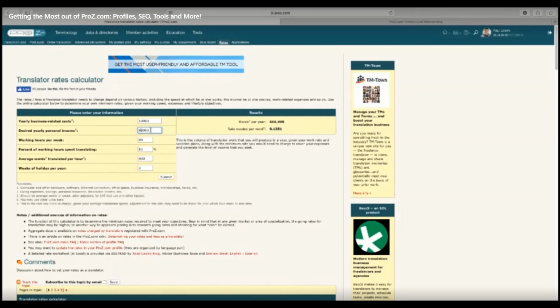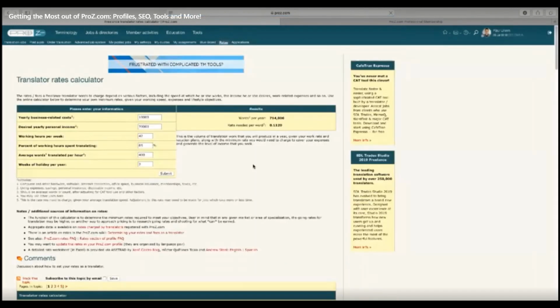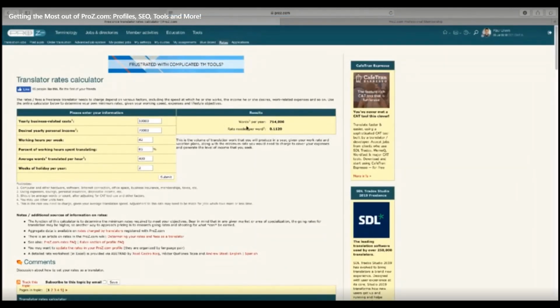So you might say, well, actually, I'm happy with just a little bit less, or I'm going to work just a couple of extra hours a week, and let's try that. Let's try taking it down to 2 weeks holiday, just making some slight adjustments, and now you can see with those adjustments the rate needed per word has come down to 11 cents from 13 cents.